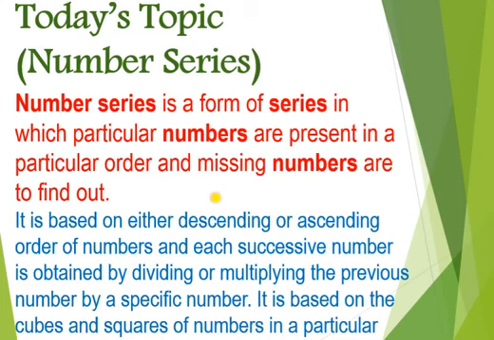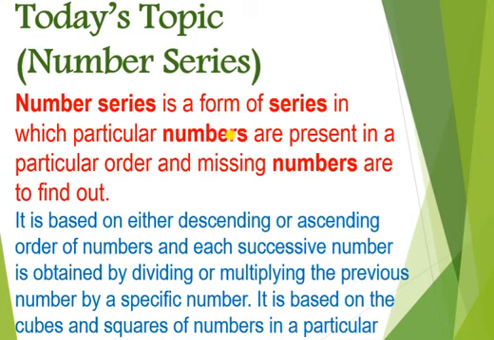Number series is a form of series in which particular numbers are present in a particular order and missing numbers are to be found out. It is based on either descending or ascending order of numbers, and each successive number is obtained by dividing or multiplying the previous number by a specific number. It is based on the cubes and squares of the number in a particular order. In this topic, this is number series.